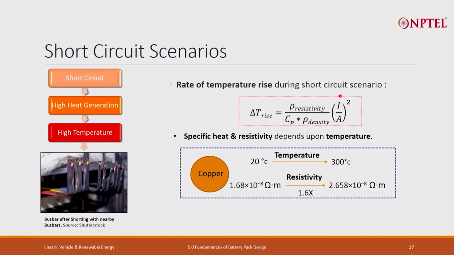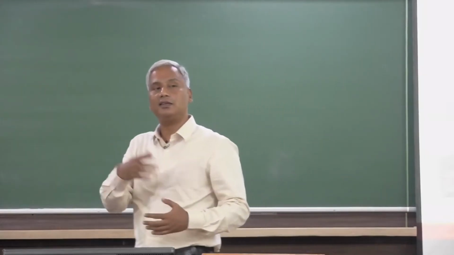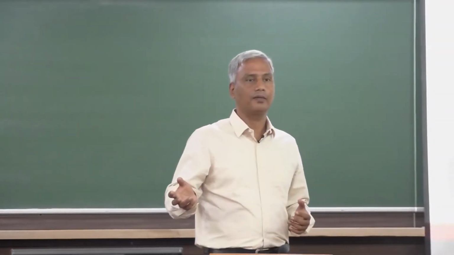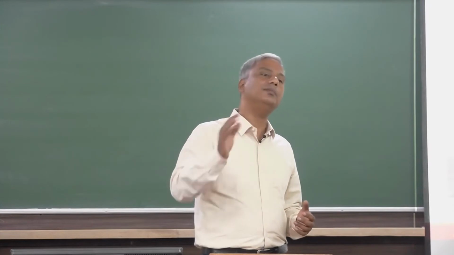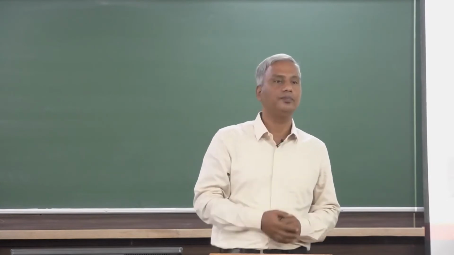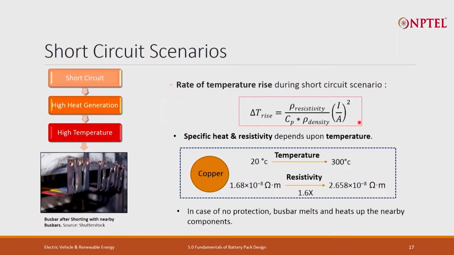If you know the current density you have designed for, and since you can get all those values either iteratively or by approximation, then you need to design the nearby parts in such a way that they can sustain it. It should not allow any accidental issues. A proper design during the design phase mitigates any structural damage which can take place. In case of no protection, this bus bar will melt and heat up the nearby components.